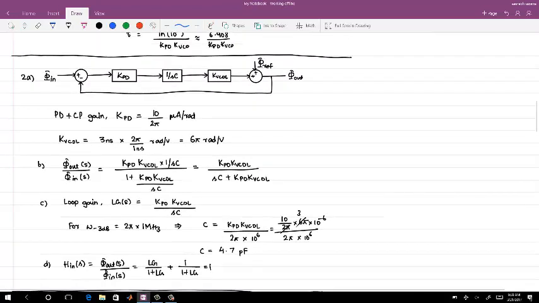The next one is... let me just make the block diagram here. You have a phase detector, charge pump.